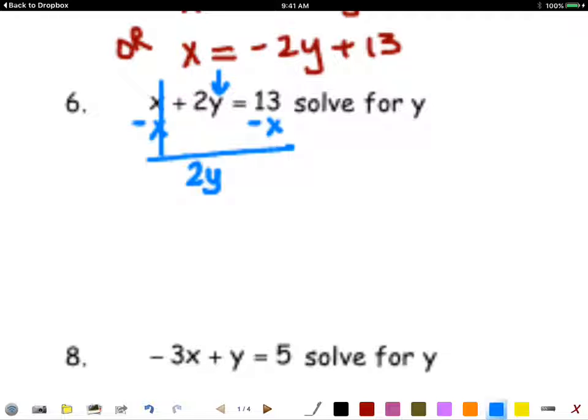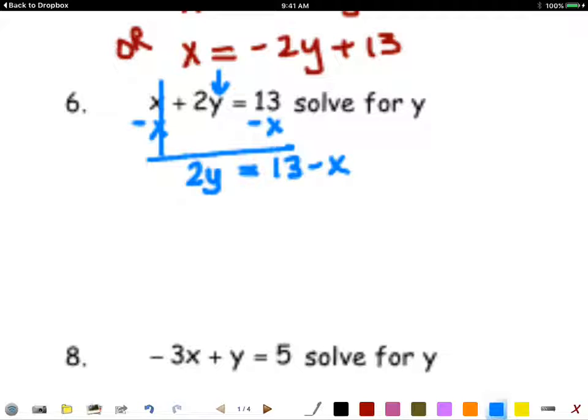If that was a minus 2y right there, when we come down here and bring all of this down, you would need to write it as a negative 2y. Do you guys see that? Okay, be real careful with your signs. Equals, what does it equal? 13 minus x. 13 minus x, okay.